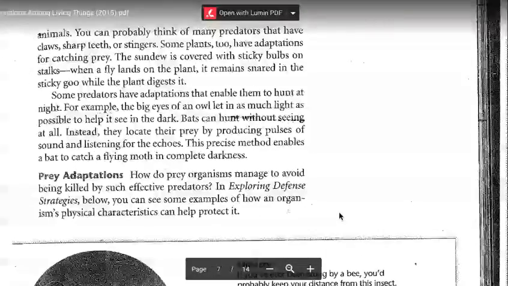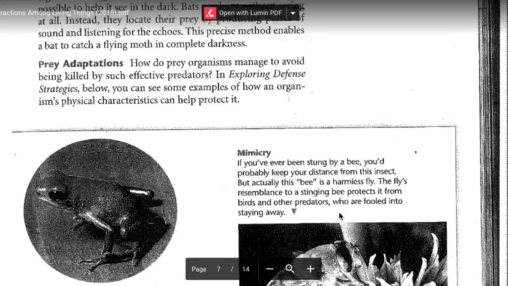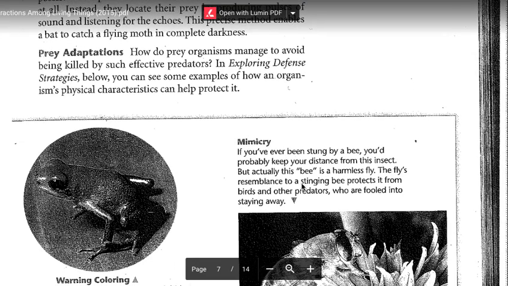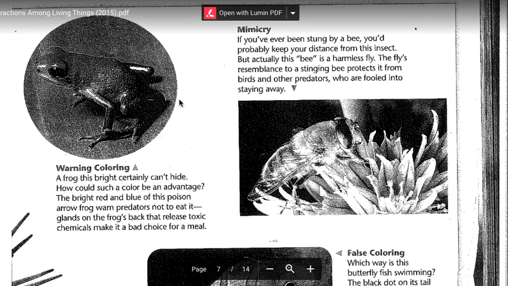Okay, let's keep reading. Prey adaptations. How do prey organisms manage to avoid being killed by such effective predators? In exploring defense strategies, what we just looked at above and here below, you can see some examples of how organisms' physical characteristics can help protect it. So we just saw a few before.